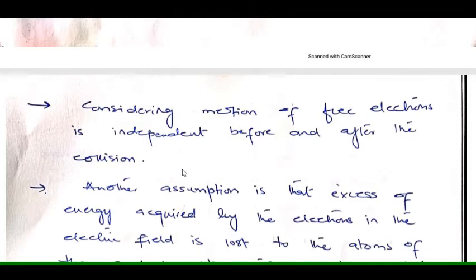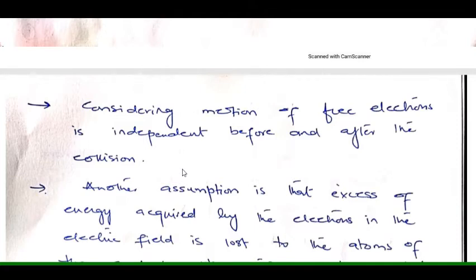The electron's motion before a collision has nothing to do with its motion after the collision. They are not related to each other, so these are two totally different entities.